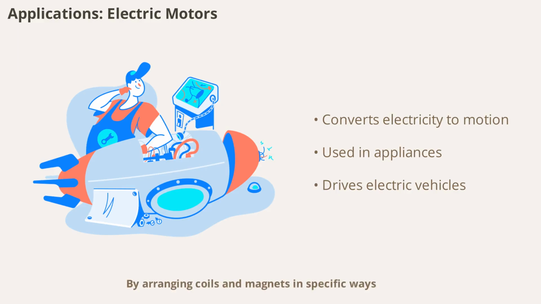By arranging coils and magnets in specific ways, motors convert electrical energy into mechanical motion. This principle powers countless devices, from household appliances to industrial machinery and electric vehicles, making it a cornerstone of modern engineering.